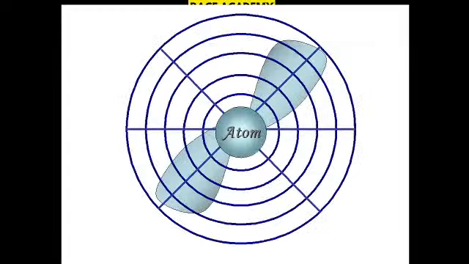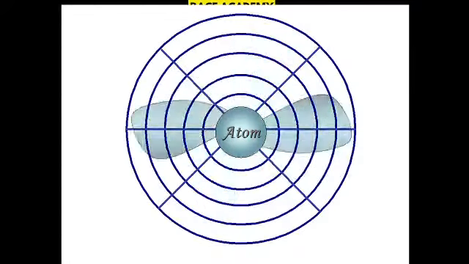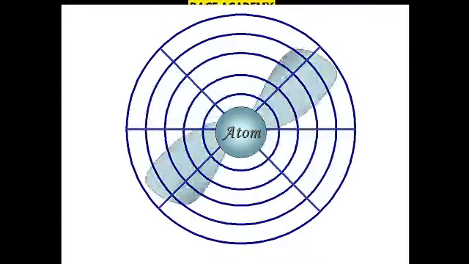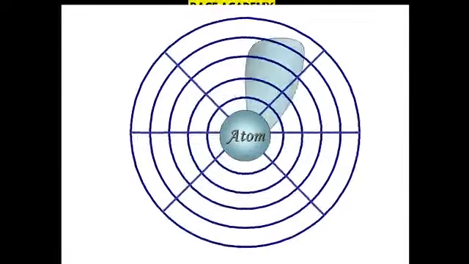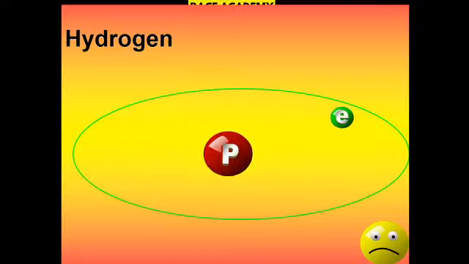See, atoms, it's rotating like this. This picture is interesting to understand how the subatomic particles are constructed in the atom. See how this is jumping, that means atom happiness will come. Electronic zero charge, because we have to balance the full shell, P orbital except helium. Yes, definitely these atoms are stable. So if you do it, definitely atoms will get stability.